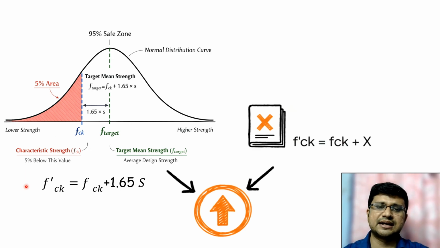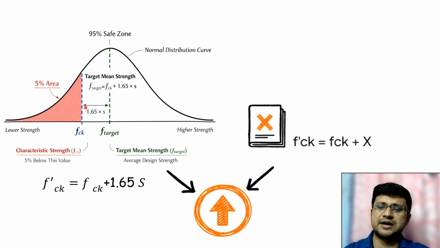Now, how to calculate the target mean strength? The equation is very simple. F-CK equals FCK plus 1.65 into standard deviation. Now, where does this particular 1.65 value come from? This value is based on the normal distribution curve. If we set the FCK value such that 5% comes below it and 95% comes above it, then this particular value will be 1.65 into standard deviation, and this is based on the property of the normal distribution curve.